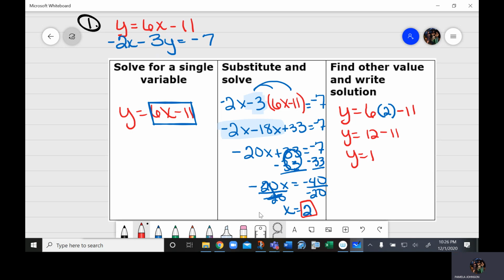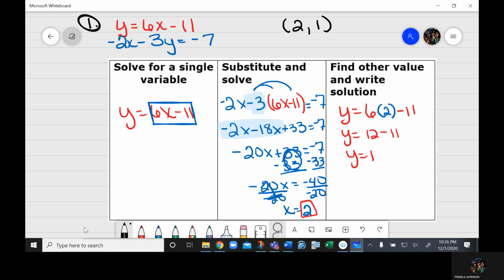We now have both the x and the y for our system here. And so we can put it together as a point where these two linear equations cross at the point (2, 1). That's our solution.